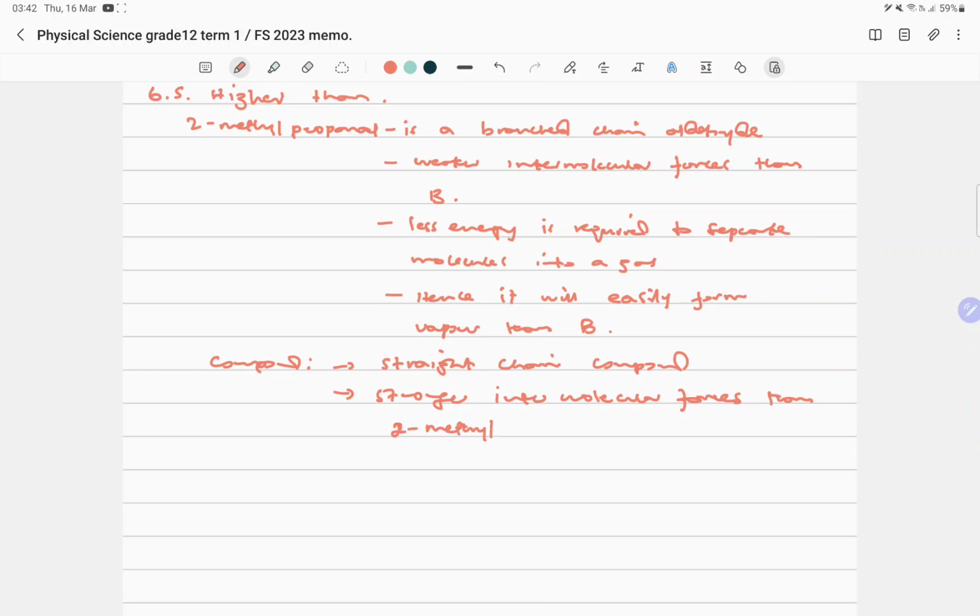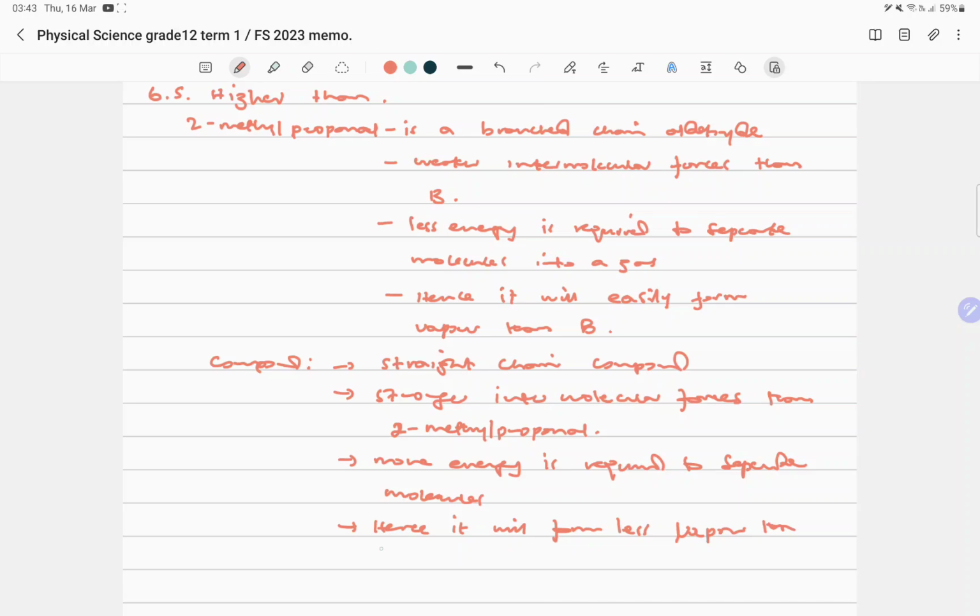2-methyl propanol. Okay, then it will need more energy. More energy is required to separate molecules. Hence it will form less vapor than 2-methyl propanol. I think I'm done here.